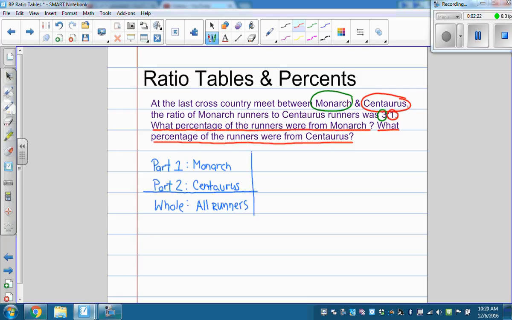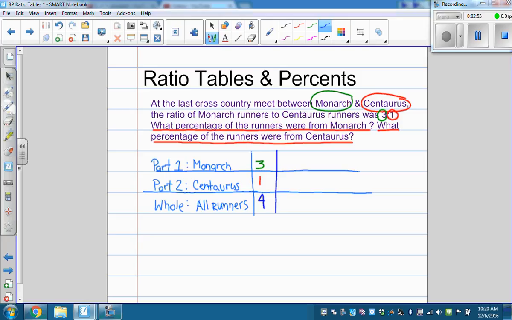So when I make my ratio table, I'm going to have an extra row. So I know the Monarch runners to the Centaurus runners was 3-to-1. So altogether, 3 and 1 add up to 4 parts. Or the whole group would add up to 4.